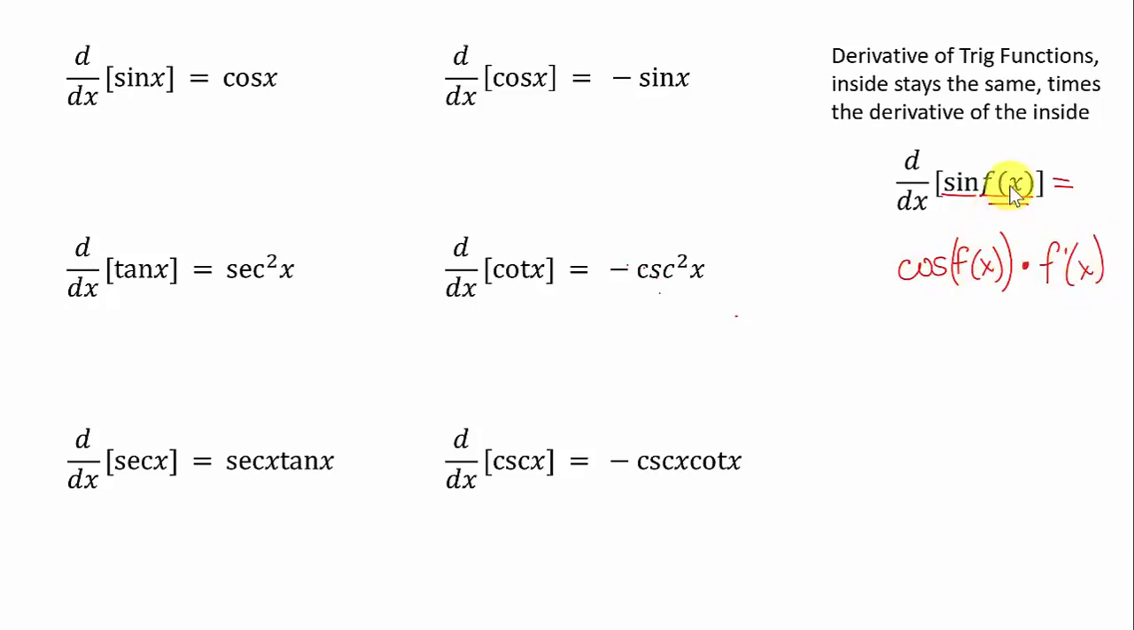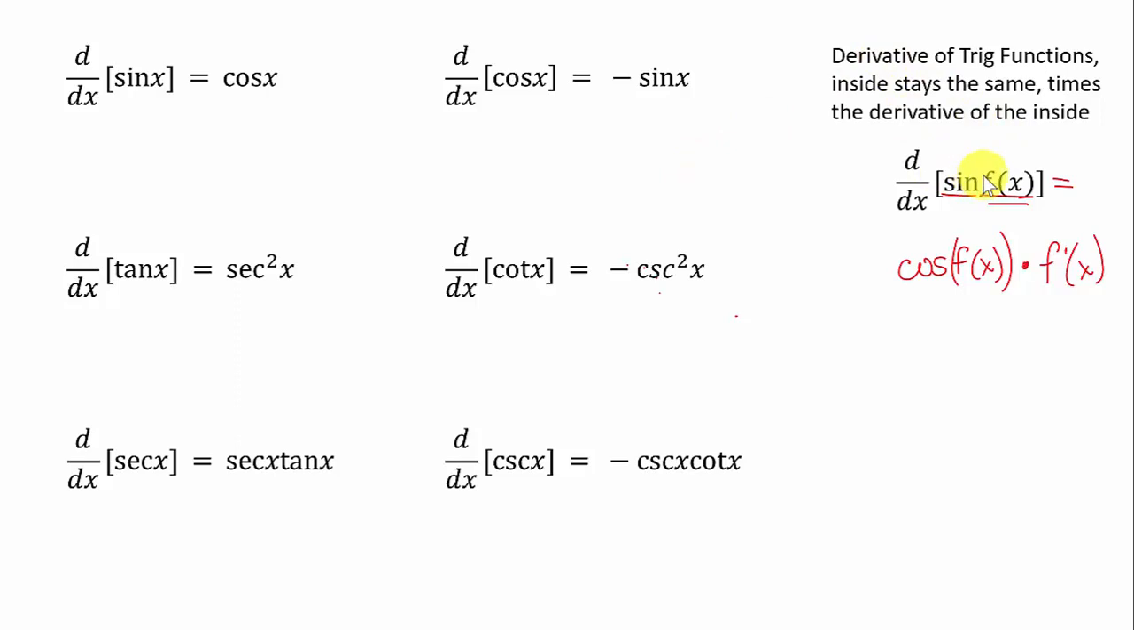You're never going to change the inside of your trig function. So whatever's in here is going to be in here, but then you have to take the derivative of it. The reason you don't see that here is because when I take the derivative of x, I get 1. So I'm really multiplying this by 1. Memorize these trig functions and know them well.